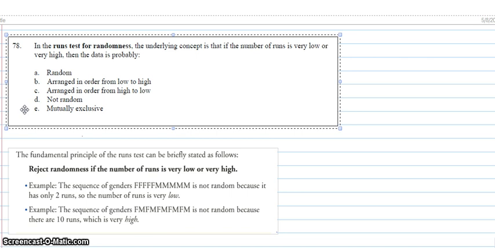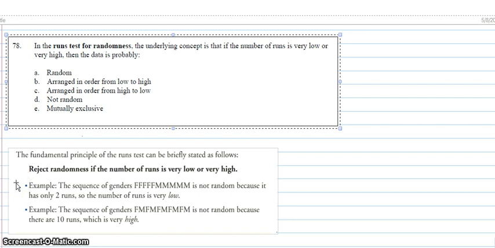Before we look at our choices again to decide what it is, let's look below at the fundamental principle of the runs test. It says the fundamental principle of the runs test can be briefly stated as follows. Reject randomness if the number of runs is very low or very high. And then it lists an example.